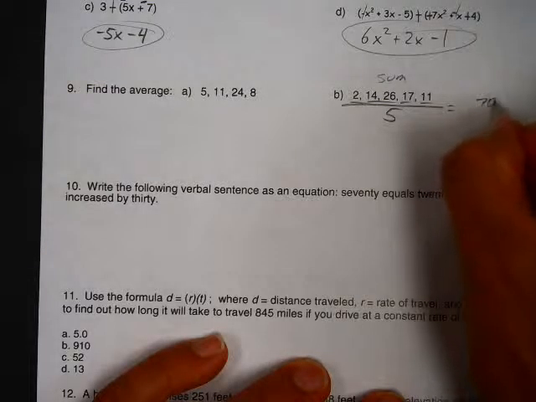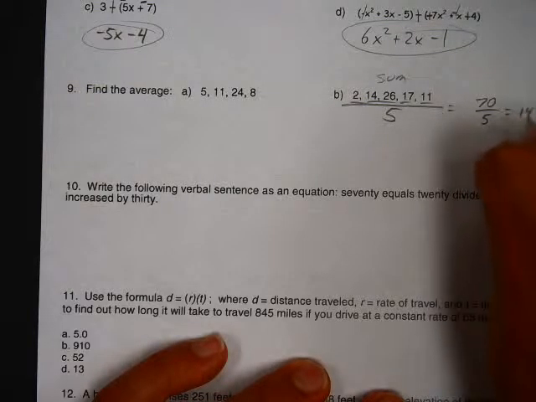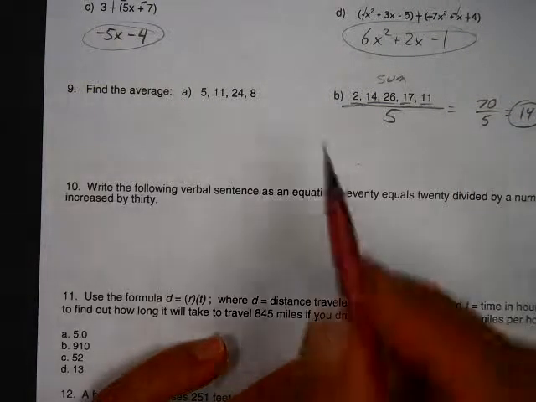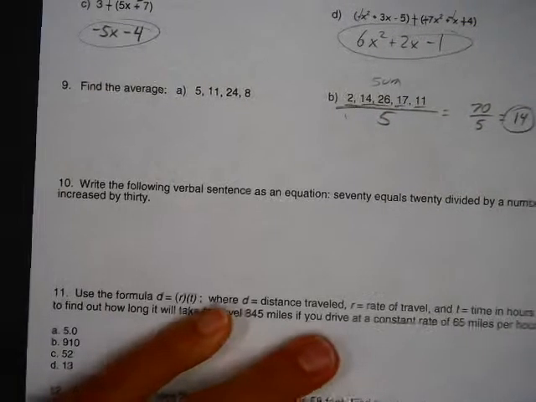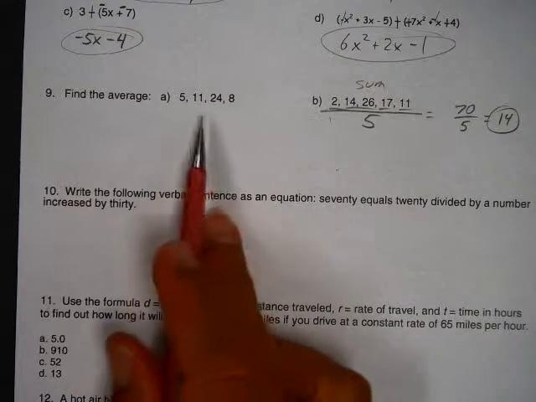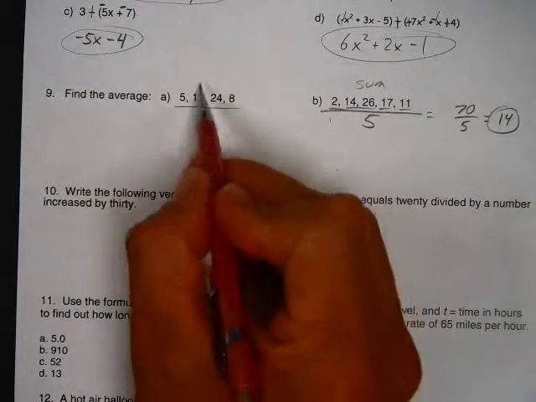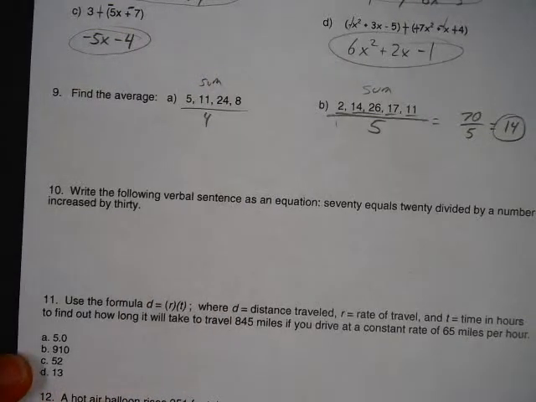So when I add them up to get 70 and divide by 5, I'm going to end up with a 14. So the average is 14, meaning somewhere in the midst of all this, there's a 14 right in the middle that'll keep it all balanced. Same thing you do over here, although you're dividing by 4. So when you add it all up, you're going to divide by 4. I'll leave that one to you.